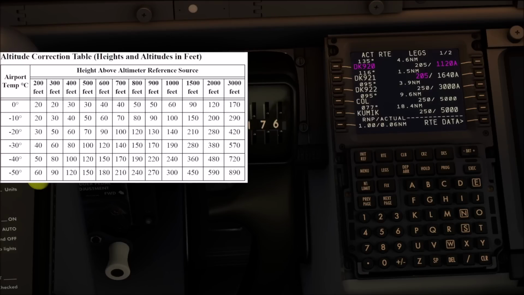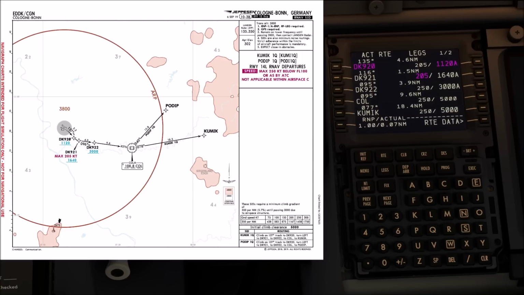Now, in order to make our life simpler, let's simply use the tables for -10 degrees, as that is going to provide greater safety margin. Looking at the MSA and the airport elevation then, as we can see up here, we have approximately 3,500 feet for our height of the MSA above the airport. So that is MSA minus airport elevation.